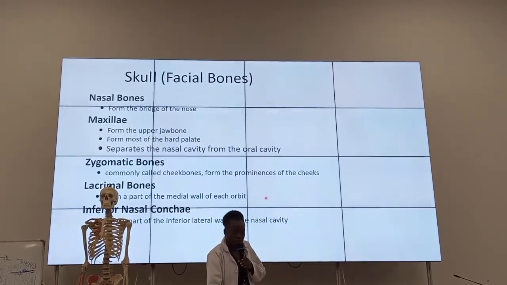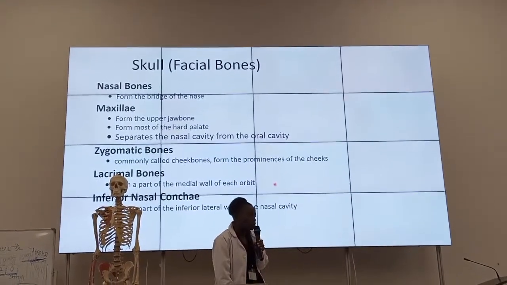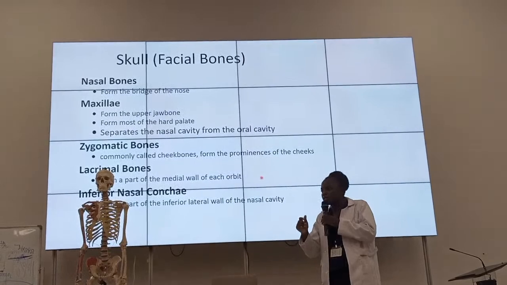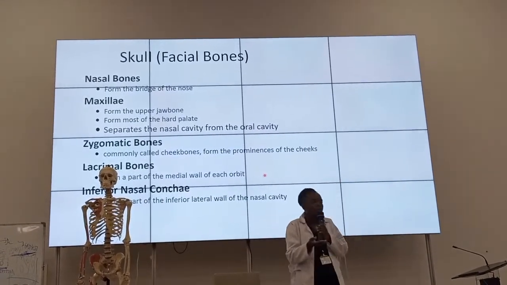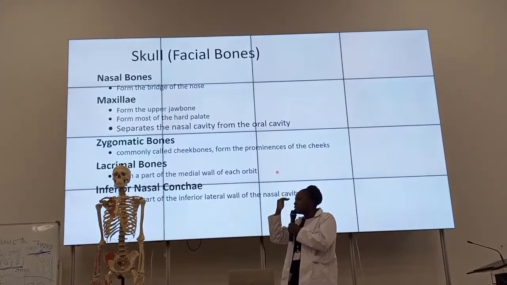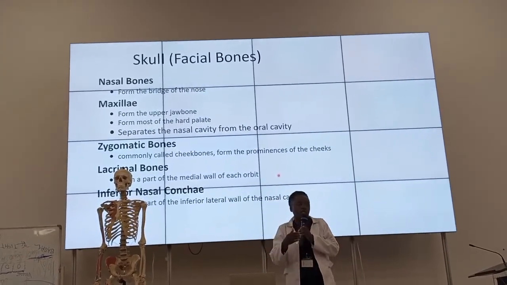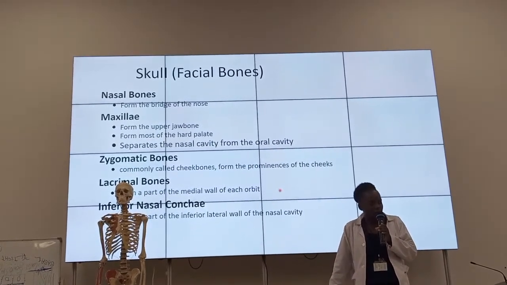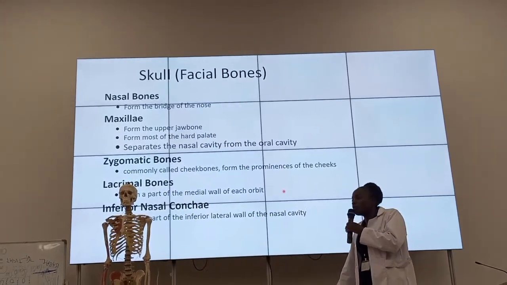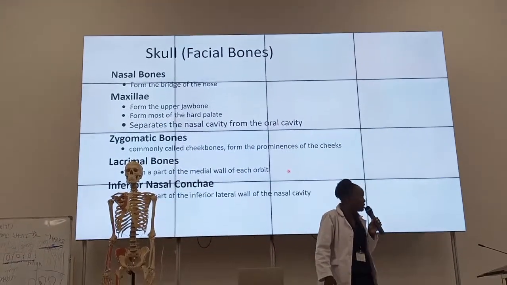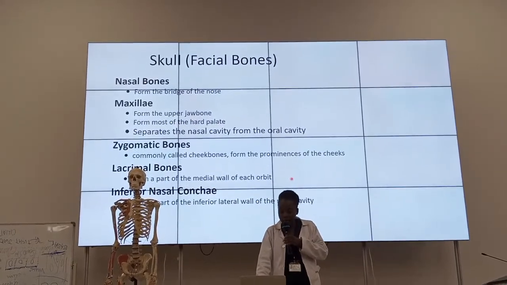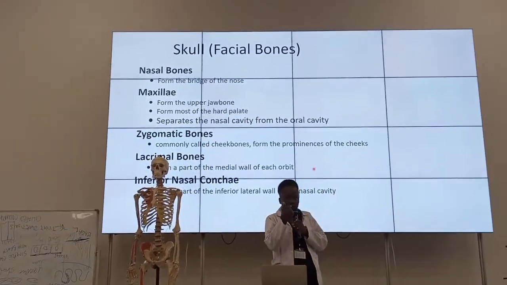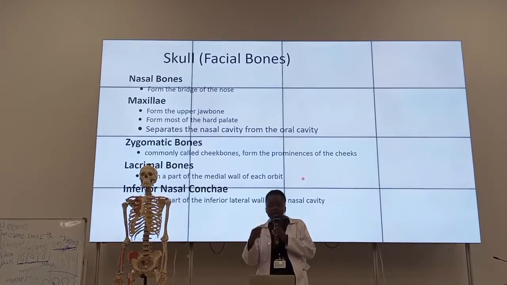So when you look at the maxillary bone, you'll find that it also contributes to the formation of the roof of the oral cavity. When you lift your tongue, its movements will be limited by the roof of the oral cavity, which we call the palate. So one of the major bones that contributes to the formation of the palate is the maxillary bone. Is that clear? And this palate separates the oral cavity, which is the mouth, from the nasal cavity.